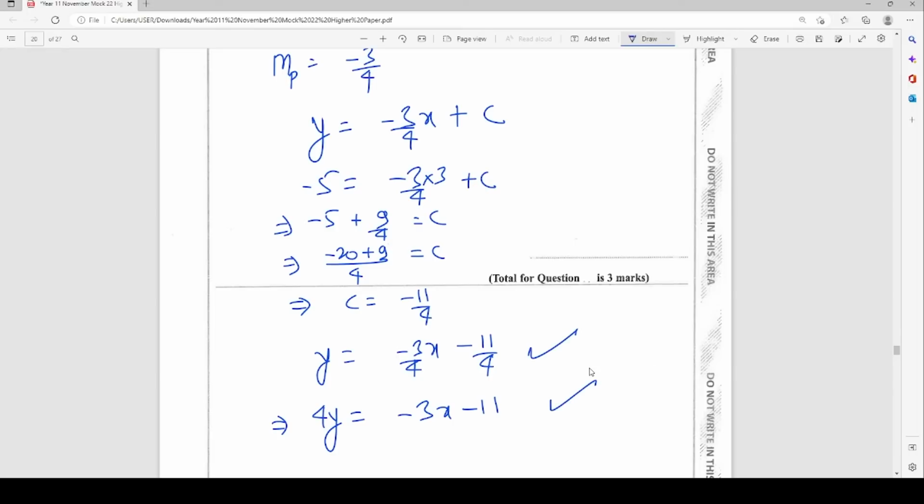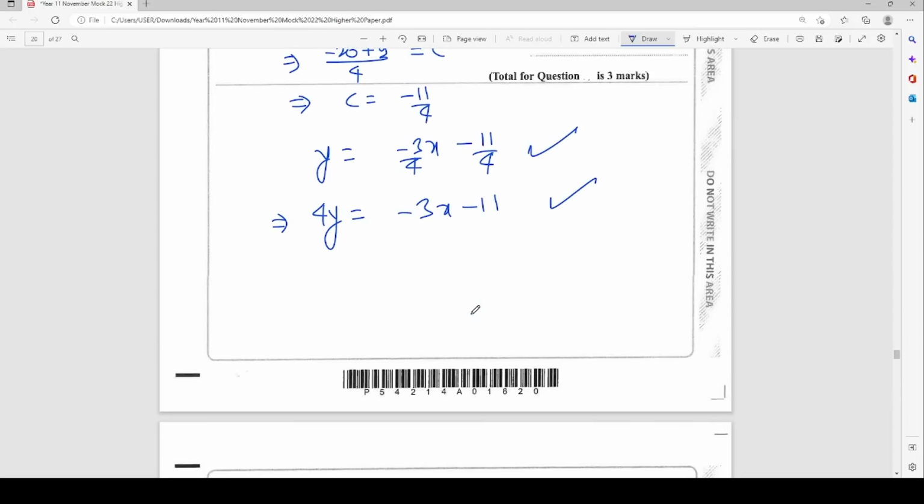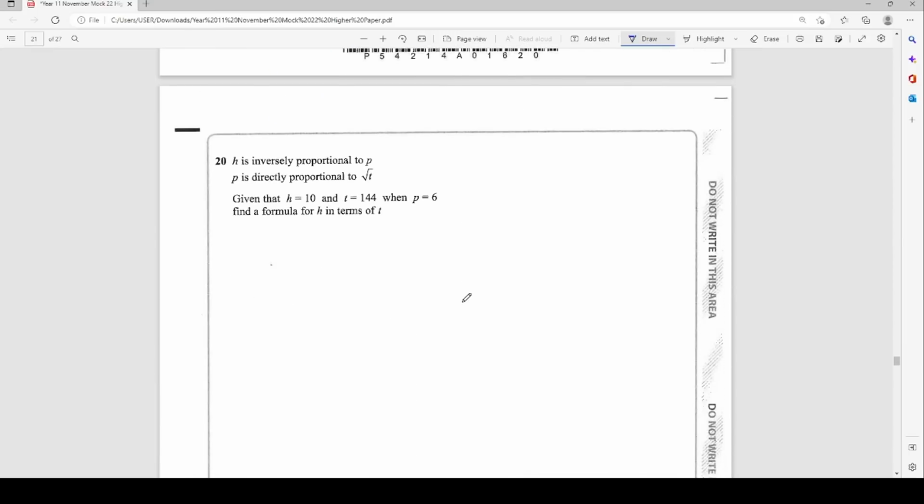So both are fine. I like to write them as integers, so that's why I have just multiplied the entire side by 4. Okay, so we have just a few more questions left and we will be done very soon. So let's do this one.